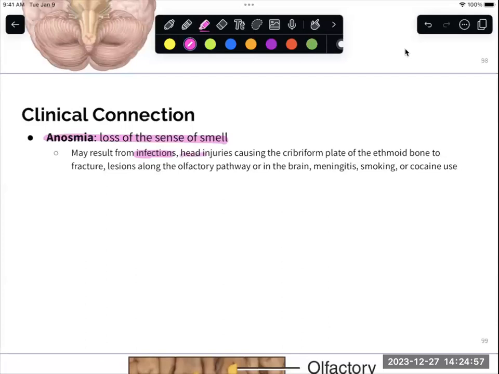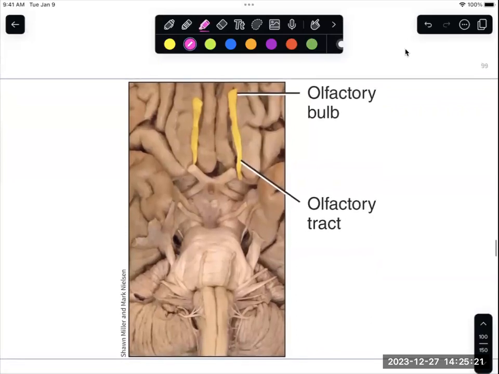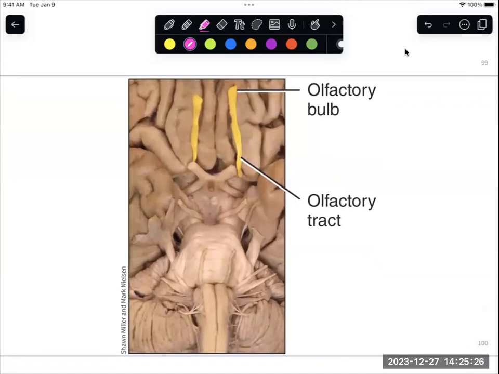People who get head injuries, sometimes that can damage the cribriform plate. Lesions of the olfactory pathway, meningitis, an infection of the meninges caused by bacteria, and smoking or cocaine use can also cause you to lose that sense of smell. So here is the olfactory nerve highlighted on the brain. I love these pictures from your textbook because it shows just that one nerve. You may see the rest of these cranial nerves off of here, but you see that one nerve specifically highlighted.